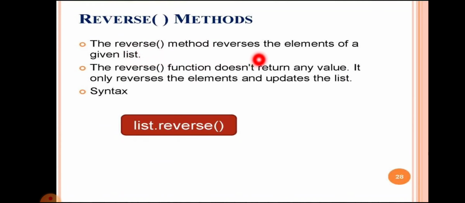Reverse method. The reverse method reverses the elements of the given list. This function doesn't return any value. It only reverses the elements and updates the list. list.reverse is the syntax used to reverse a list.